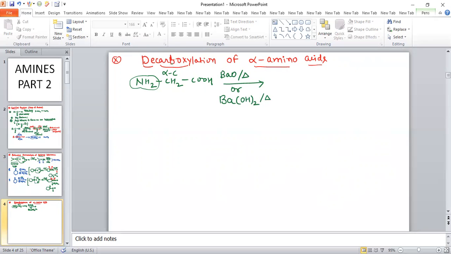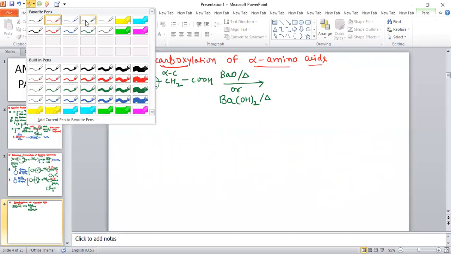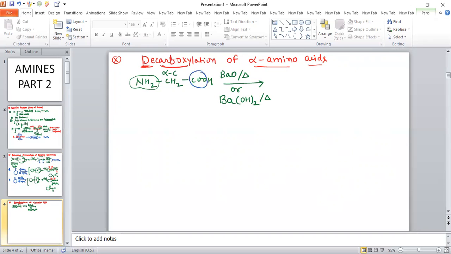So what happens? Basically this is decarboxylation. What is decarboxylation? Decarboxylation means removal of CO2. So CO2 will be released after heating. When this CO2 is released, the product formed is CH3NH2. So the amine product is formed after decarboxylation of amino acids.